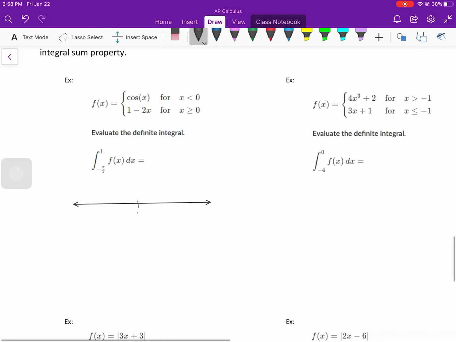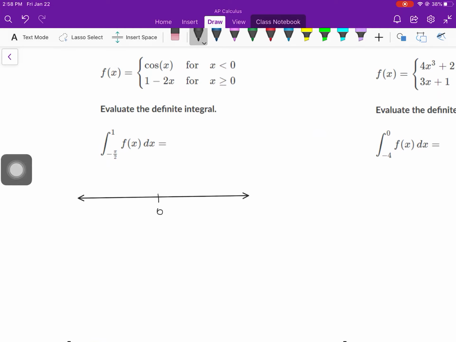So if you picture the number line, right at 0, or like in this one, -1, it's going to change. So for this one in particular, it was 0. To the left of 0, our function is cosine of x. And to the right of 0, it's 1 minus 2x. Over here, to the right of -1, we would be using this graph. And to the left of -1, we're using this graph. So it's just changing. So we're just going to have two different integrals really going on.